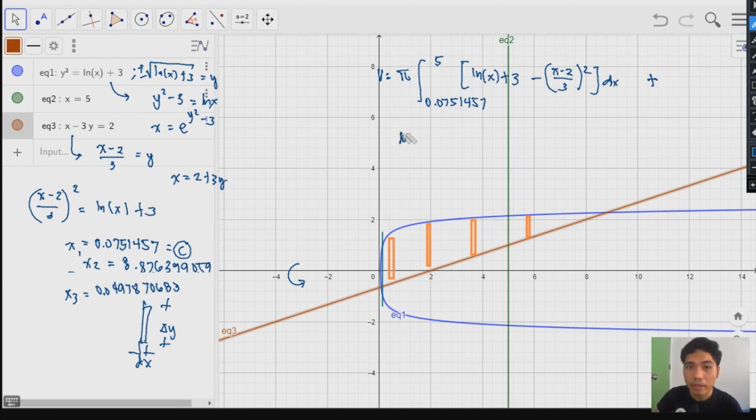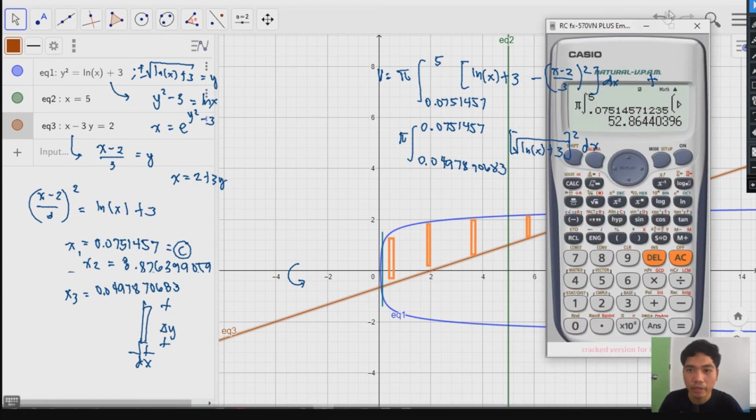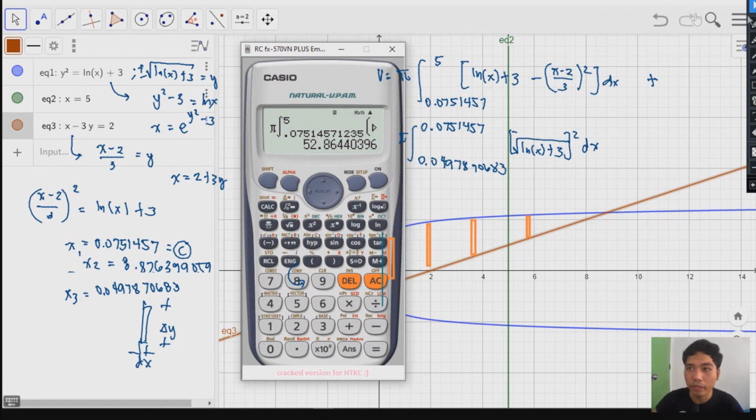But you also have to add pi evaluated from 0.04978 7068 3 to 0.0751457. And if you notice, this is the x-axis and we're forming a disk in this case, so we just need to find the equation, and that's square root of ln x plus 3. So we have square root of ln of x plus 3, and then we square this, and you could have dx in this case. So this should be our answer for the next problem. I think what was added is just this latter portion. So let's repeat. This is our first answer, 52.8644. That's for the first volume.